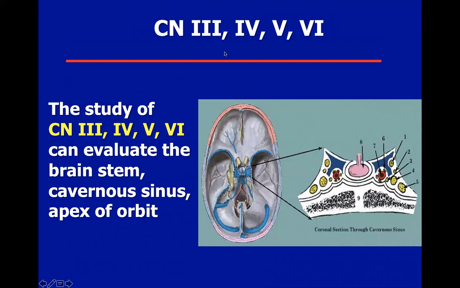Now, when we talk about the third, fourth, fifth, and sixth nerves, these you can evaluate through the brainstem, cavernous sinus, and the apex of the orbit. Please go back to your anatomy and know the course of these nerves. Really very important. Study your cavernous sinus, and after you read, you should be able to identify what 1, 2, 3, 4, 5, 6, 7, and 8 are.